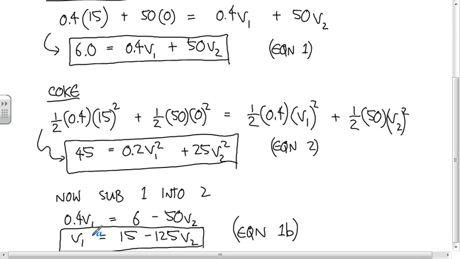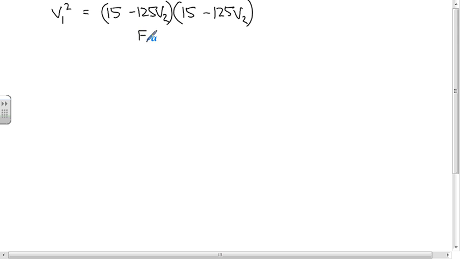But v1 doesn't appear by itself in equation 2, so we can't really substitute it yet. To substitute, we have to square both sides of this equation. And so v1 squared is equal to 15 minus 125 v2 squared, which means multiply by another 15 minus 125 v2. And to multiply that out, we have to use FOIL. Remember that, first, outside, inside, last.